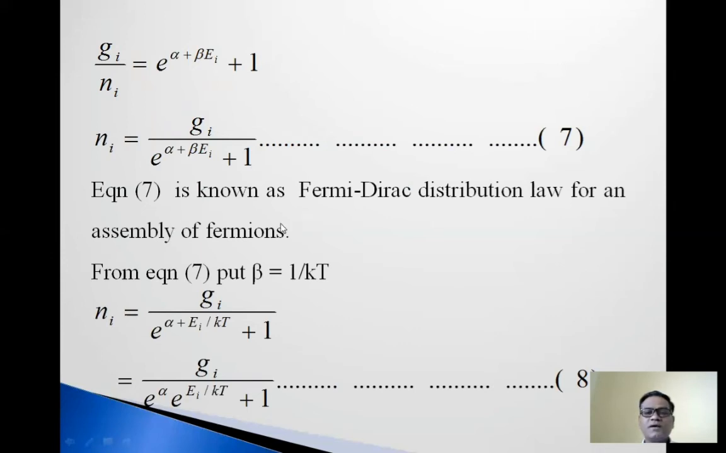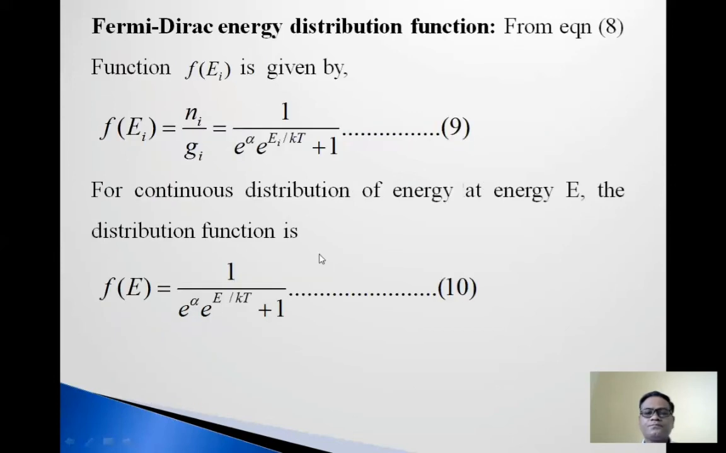Equation 7 is known as Fermi-Dirac distribution law for assembly of fermions. So from equation 7, here we put beta as 1 upon kT. So ni is equal to gi upon e to alpha plus Ei upon kT plus 1. So it is equal to gi upon e to alpha into e to Ei upon kT plus 1, equation 8.